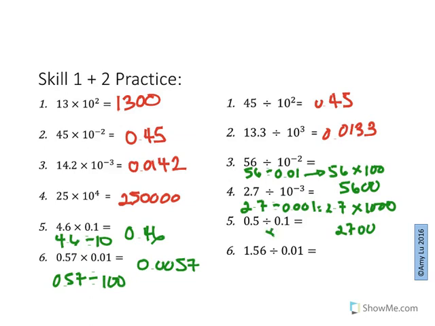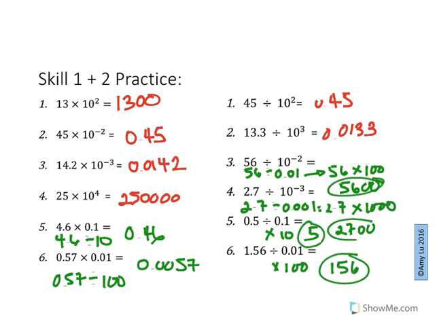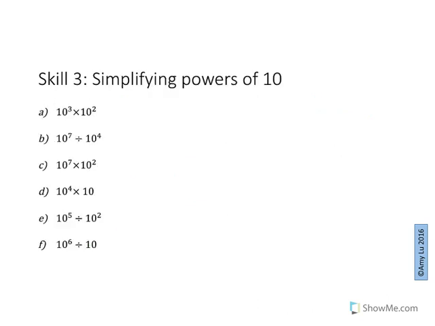0.5 divided by 0.1, same as multiplying it by 10, that makes 5. And dividing by 0.01 is the same as multiplying by 100, which would make 156. So hopefully that helps you to understand what's going on. And let's go on to the final skill, simplifying powers of 10. So here we go.